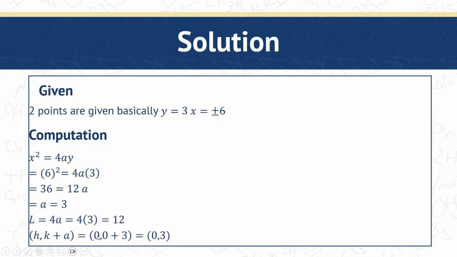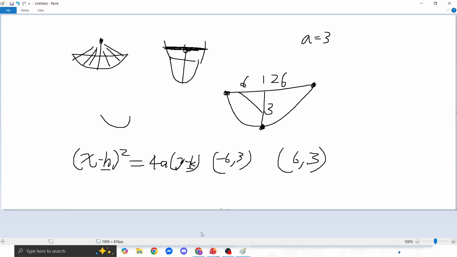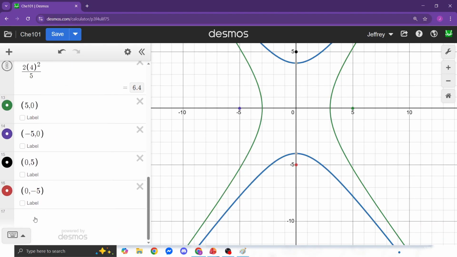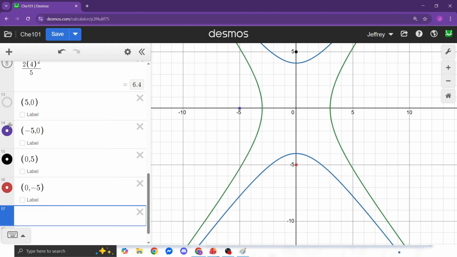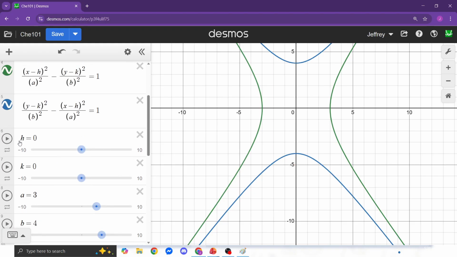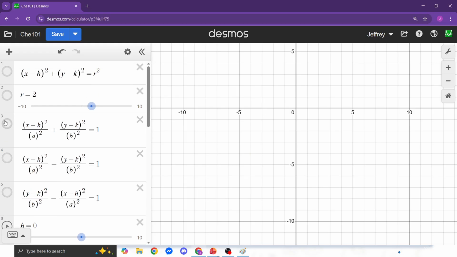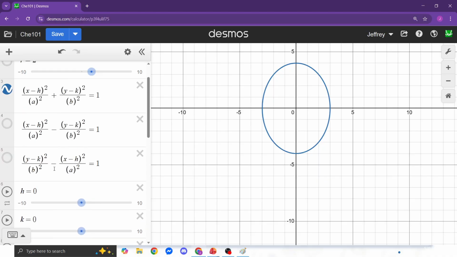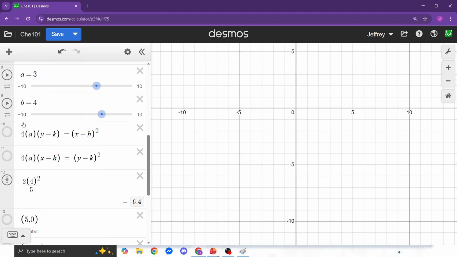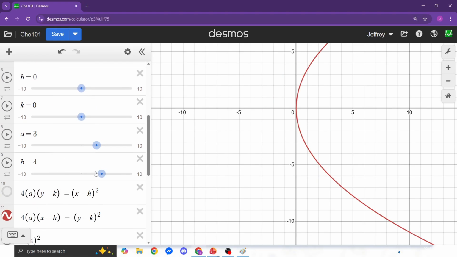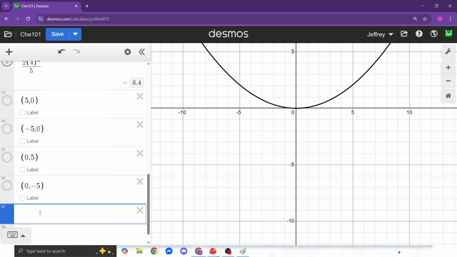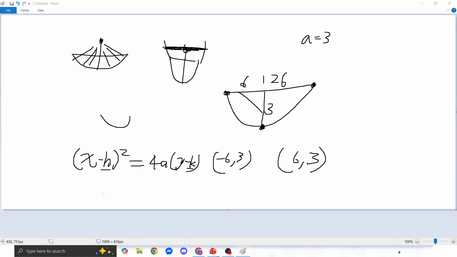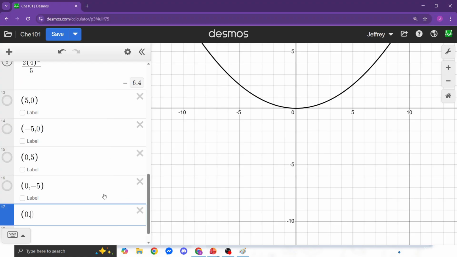That is it. Maybe it's good if I would show you here. Let's take this all out. H and K is 0. Wait, no, this is not the one. Where is it? This one. No, this one. Yeah. Our focus will be at (0, 3).